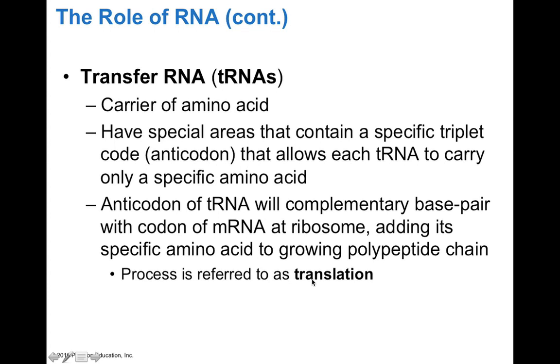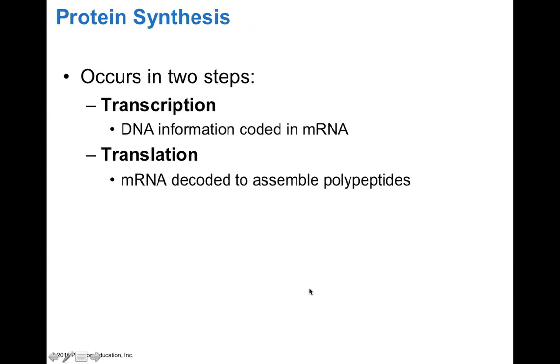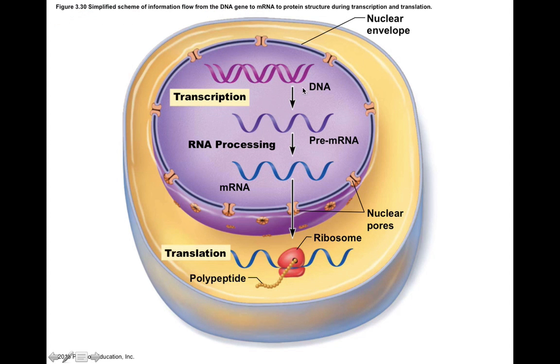Now this process is referred to as translation because you're basically translating the information from a nucleic acid into a polypeptide. That's why it's called translation. Transcription is where DNA is encoded into mRNA. Translation is where mRNA is decoded into polypeptides. So we see this process here. This is showing the central dogma theory of protein synthesis.